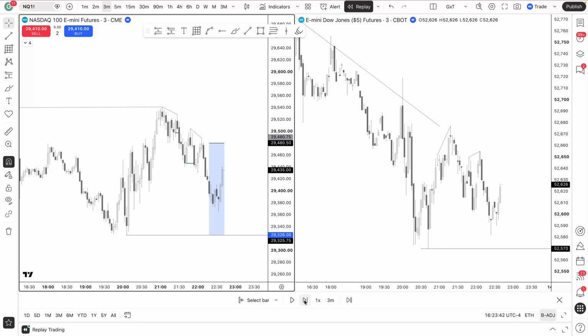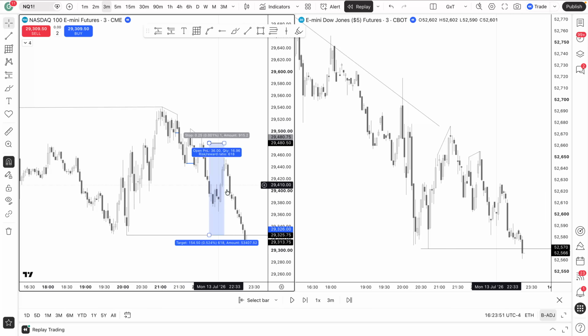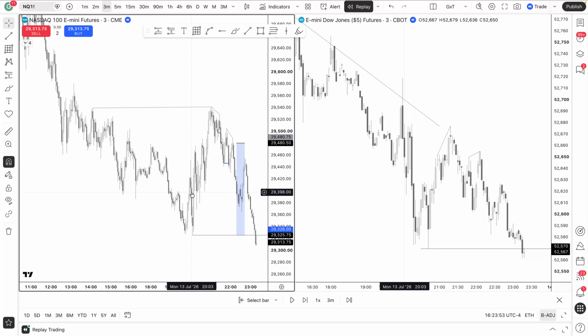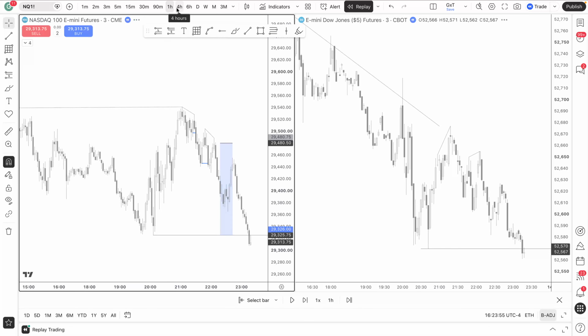Now it's gonna retrace pretty deeply, which I was like, no, dude. I thought it was gonna hit break even. Super annoying, but no, I didn't. Boom, and we hit TP there. So that's how I managed it. Pretty simple, dude. It's really simple.